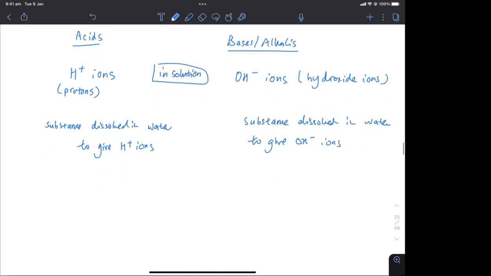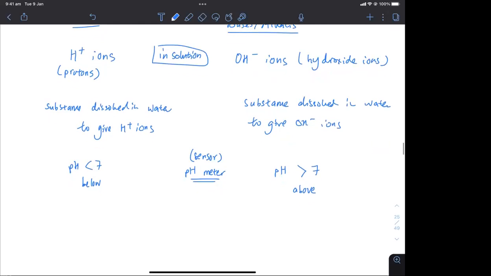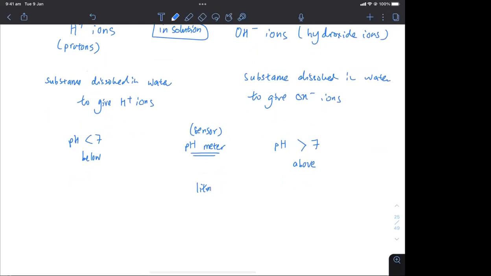Having done that, a pH meter is a sensor. Once you dip it into the solution, it will tell you the pH of the solutions. The pH of alkalis or bases is above 7, whereas the pH of acid is below 7. You can use things like litmus, where the red litmus will turn blue. This is the test for alkali or bases, whereas for acids, the blue litmus will turn red.